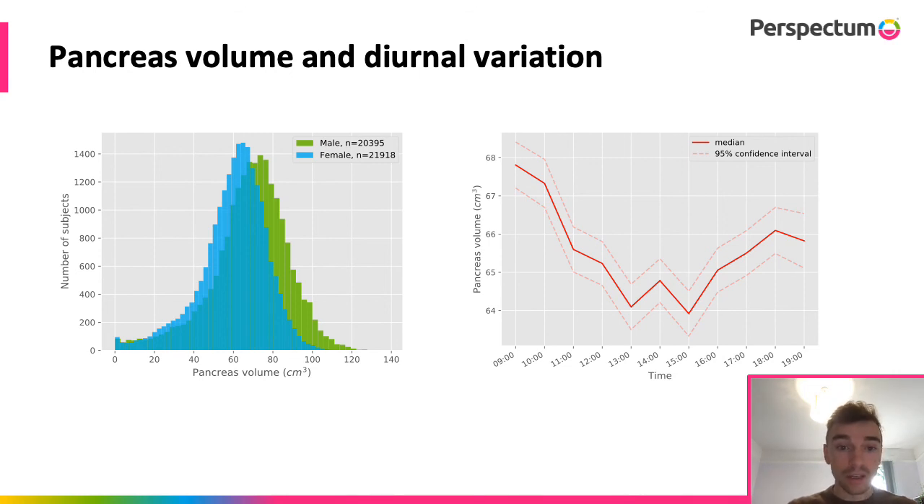And interestingly, the pancreas decreases in size throughout the day. We're not entirely sure what causes this, but it's supposedly linked to your circadian rhythm, so your sleep-wake, fed-fasted cycle. And this could be important if you're a clinician about to make a clinical decision based on pancreas volume. So we suggest that this change in volume throughout the day should be considered when making these decisions.